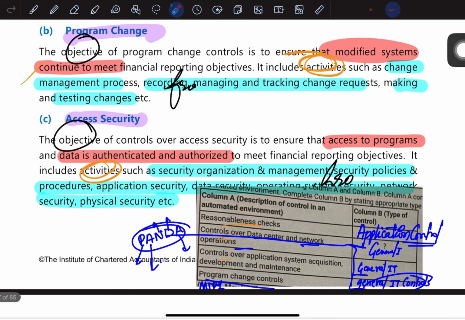Then we have program changes. So program changes is very easy. Here the activities are anything that relates to change management process, recording, managing and tracking change requests, and making and testing changes. So 3 points are related to changes only over here. The first one is change management process, then recording, managing and tracking change requests, and making and testing changes. Okay, so this was about the activities of program change.